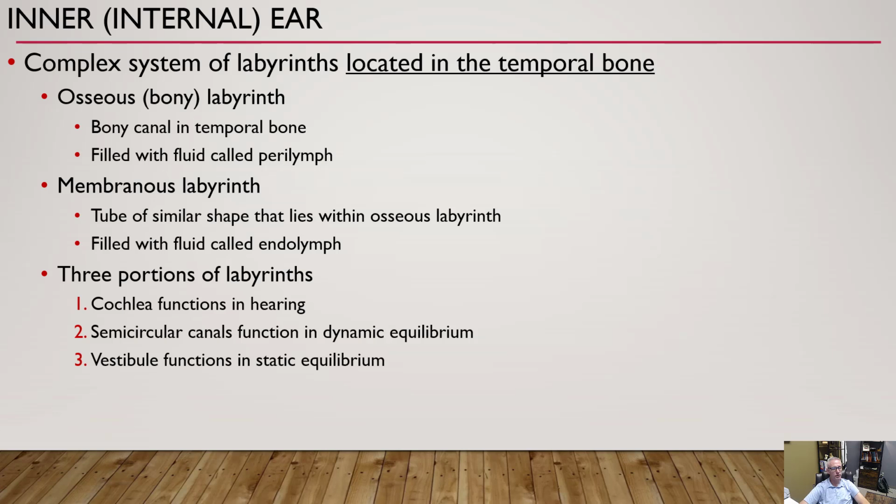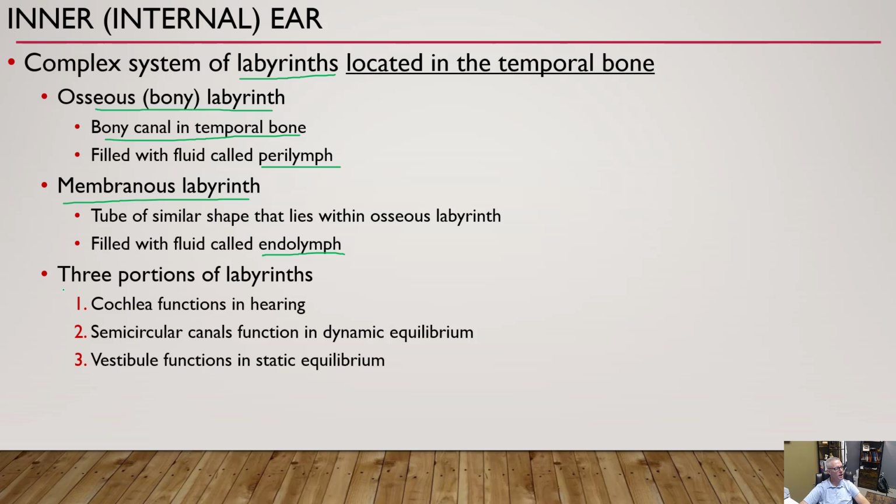All right, the inner ear. Remember, the inner ear is a fluid-filled pocket, and it consists of labyrinths located in the temporal bone. Labyrinth kind of just means a maze. So we have this bony labyrinth, or osseous labyrinth. It's a bony canal inside the temporal bone with a fluid called perilymph. And then we also have a membranous labyrinth filled with fluid called endolymph.